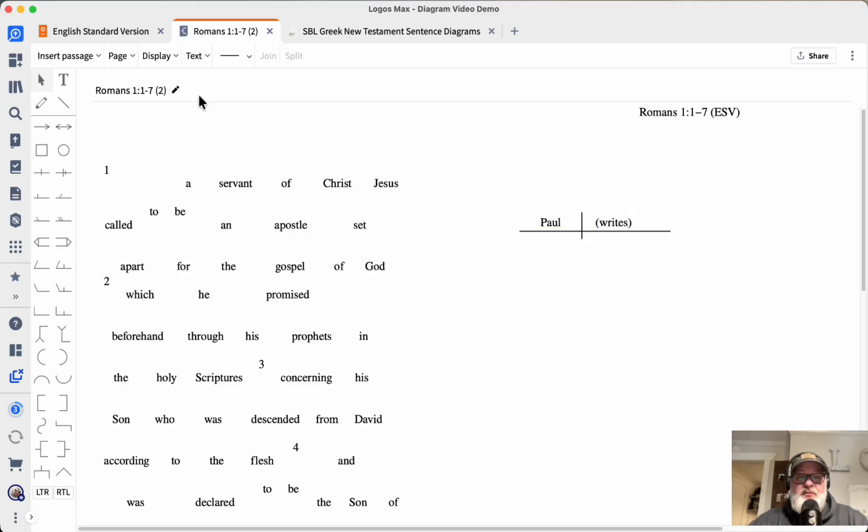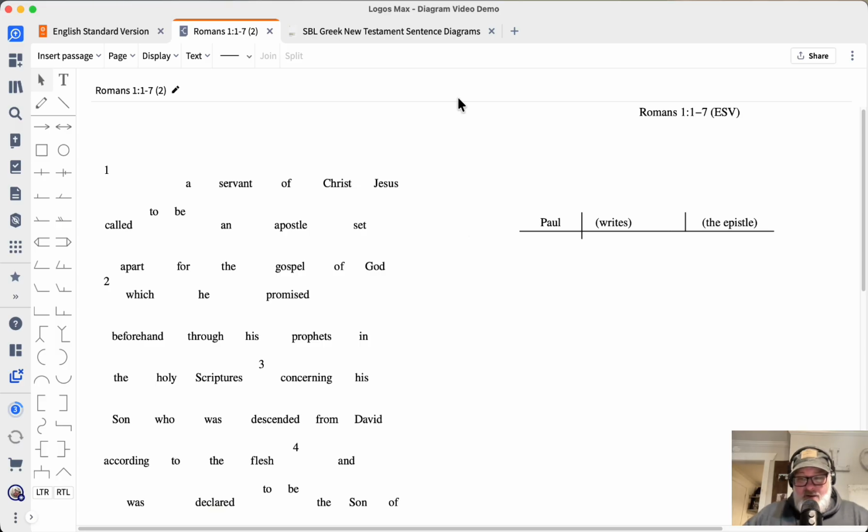And then we have to do the same thing for our direct object. So what is Paul writing? Paul is writing the epistle or the letter. So I'm going to fill that in there.